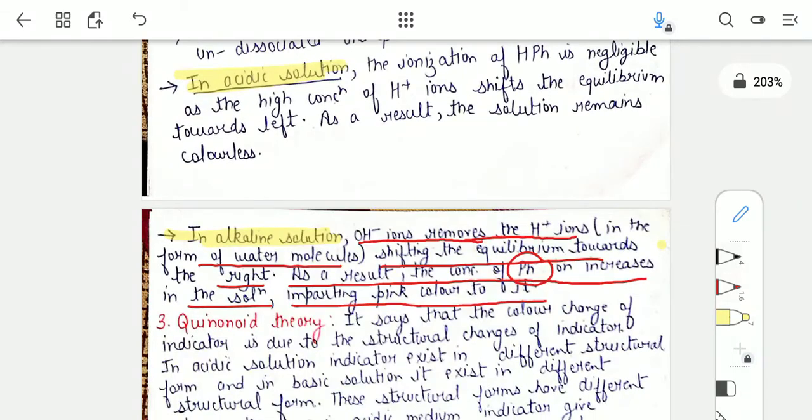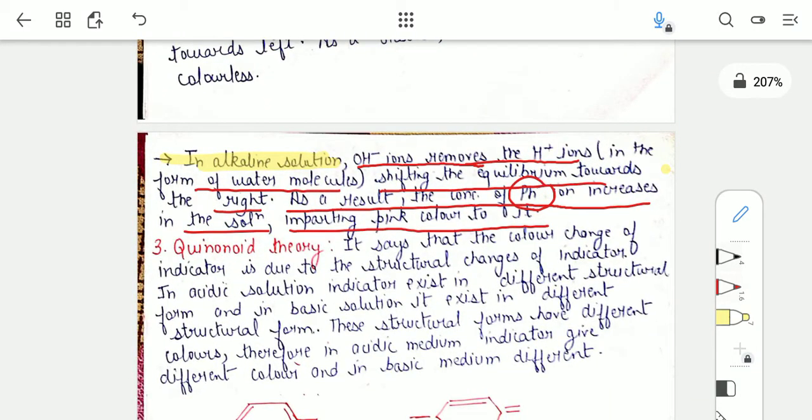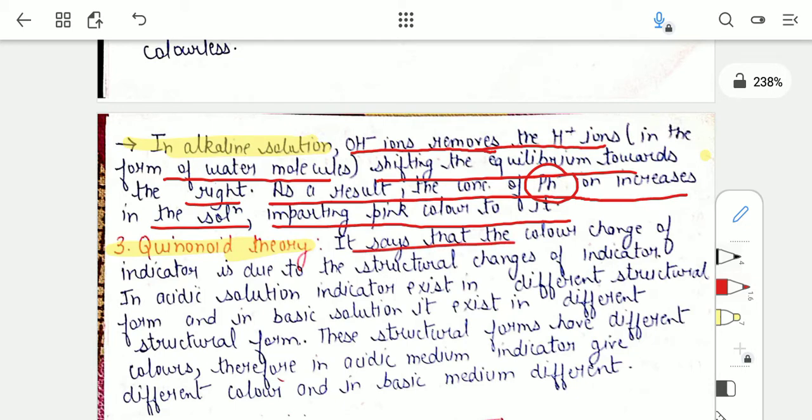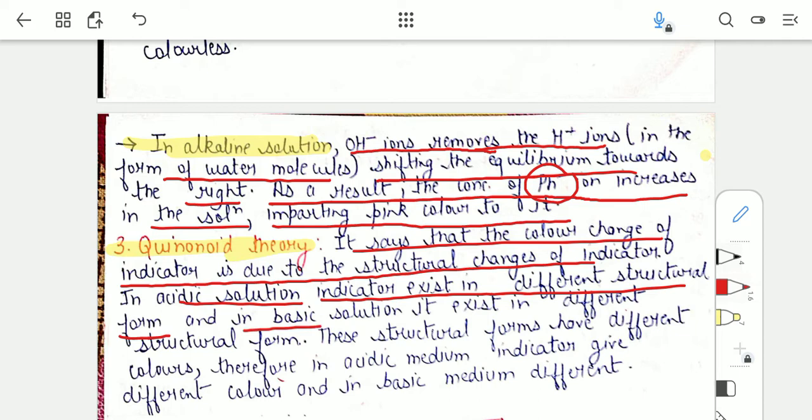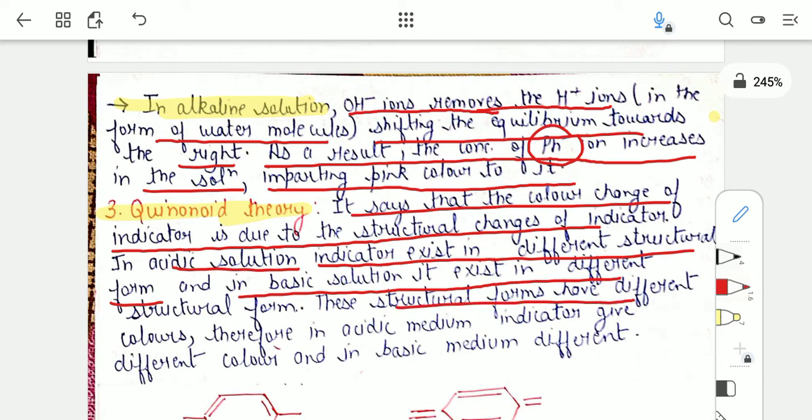Now the next theory is the quinonoid theory. This theory is quite different. It says that the color change of the indicator is due to structural changes of the indicator. There are certain changes taking place in the structure of the indicator that impart the color. In acidic solution, the indicator exists in one structural form, and in basic solution it exists in a different structural form, and these structural forms have different colors. Therefore in acidic medium the indicator gives one color, and in basic medium it gives a different color.